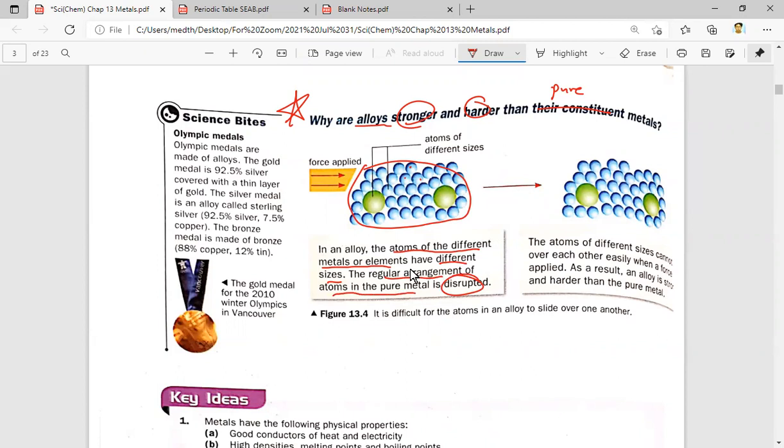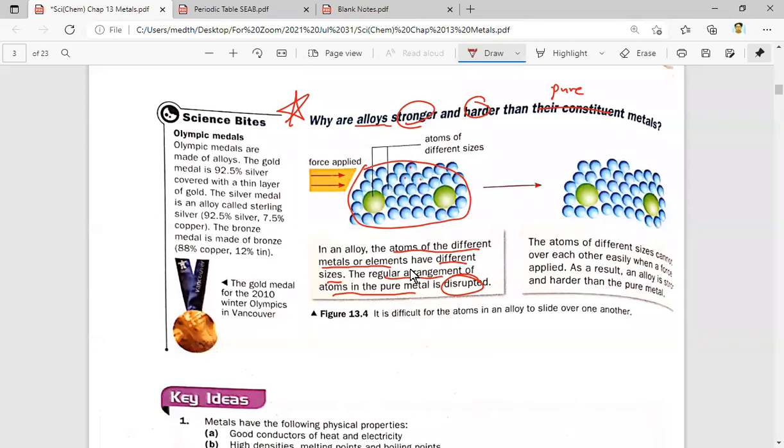Now, what does this disruption have to do with the alloy being harder and stronger? If the regular arrangement is disrupted and then I apply a force, will they be able to slide over easily? The answer is no.